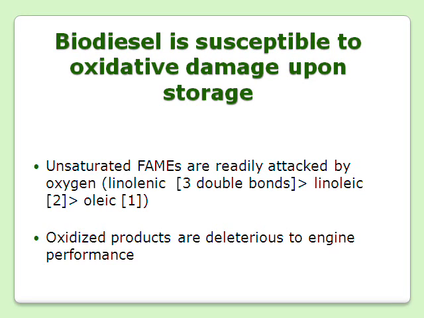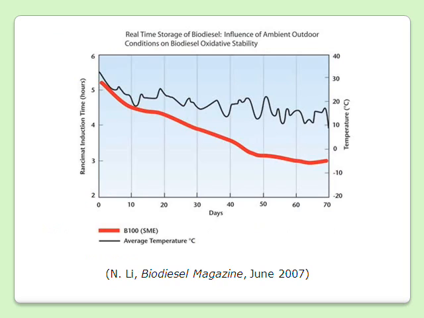Even under ambient conditions, biodiesel degrades. The red line is a measure of oxidative damage, and the black line is the temperature for a given day. You see those temperatures are in the range from 10 to 25 degrees C, ordinary summertime temperatures. And even during storage for a couple of months, there's a pretty significant amount of oxidative damage to this biodiesel, which is B100.